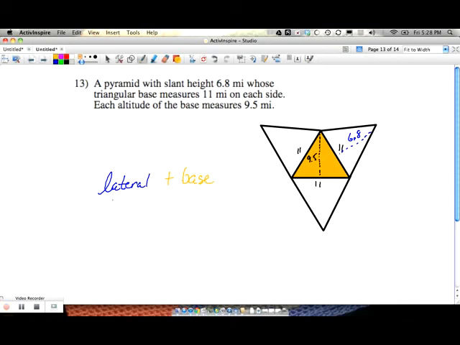So if I am multiplying, or adding, pardon me, the lateral area is a series of 3 triangles. So we got 1, 2, 3 triangles. So it's going to be 3 times 1/2 the base and height of those triangles. So we have 3 of them times 1/2 for the triangle formula. The base of each of these is 11, and the height is 6.8. That's slant height. That's where we get that from. That's that L, slant height.